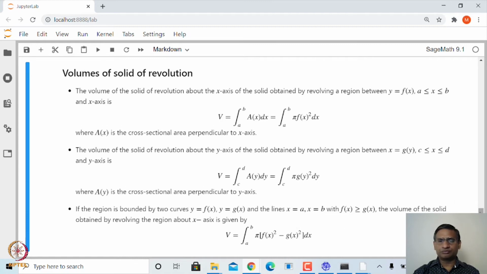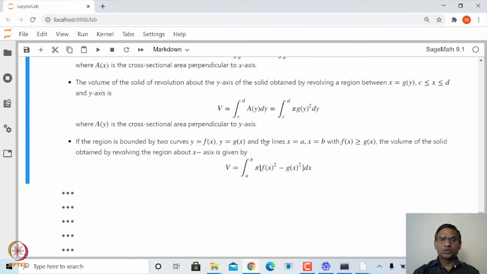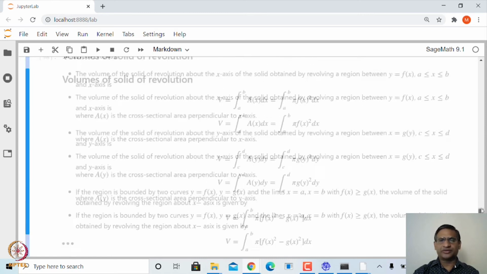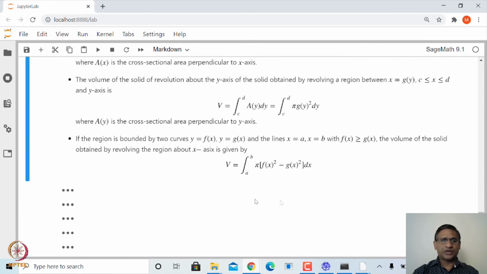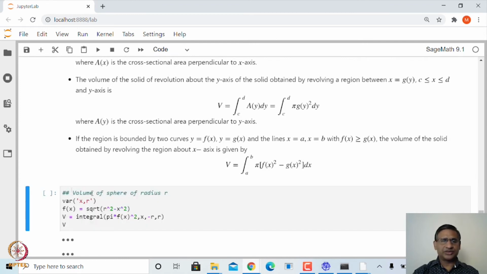Whereas if you have a region bounded by two curves, y equal to f of x and y equal to g of x, and let us assume that f of x is greater than or equal to g of x, in that case you can take the difference of the outer surface minus the inner surface and then find the volume. So, these are the formulas. I am sure all of you must have done these things in your regular classes. So, let us take some examples.